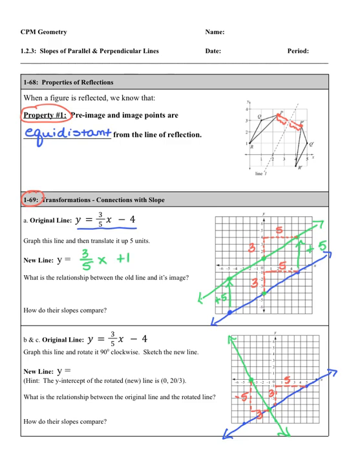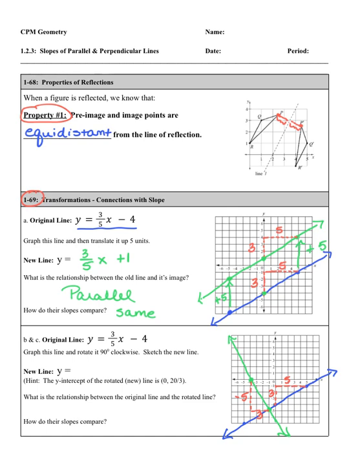What is the relationship between the old line and its image? They are essentially the same line, just slid up 5 units. And how do their slopes compare? They are the same. Both have a slope of positive 3/5.